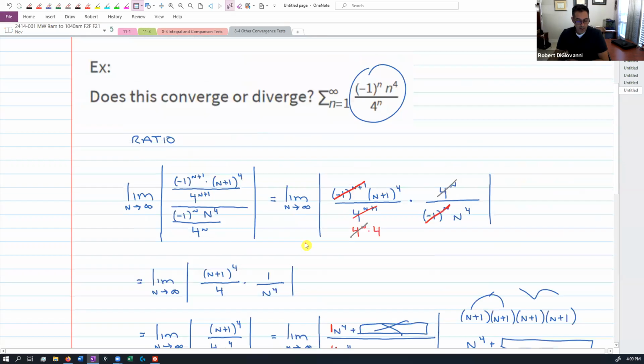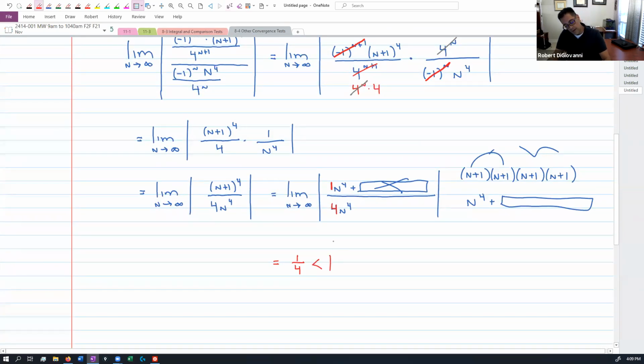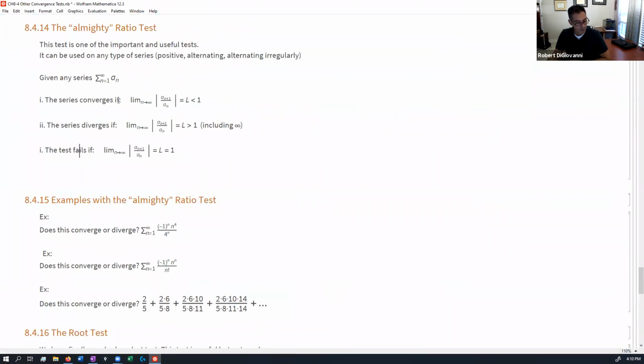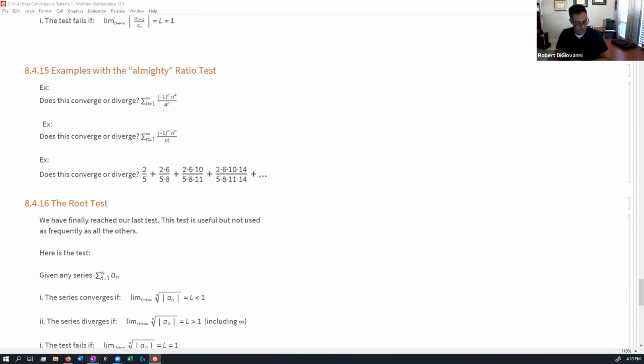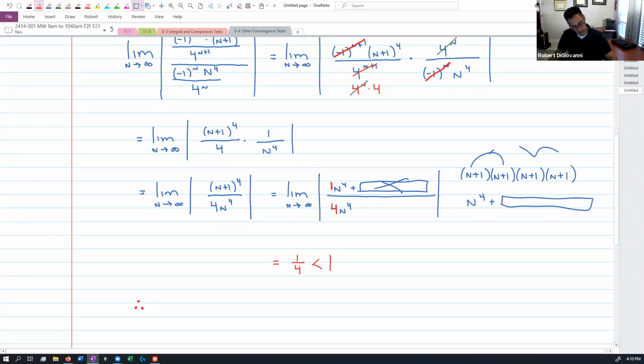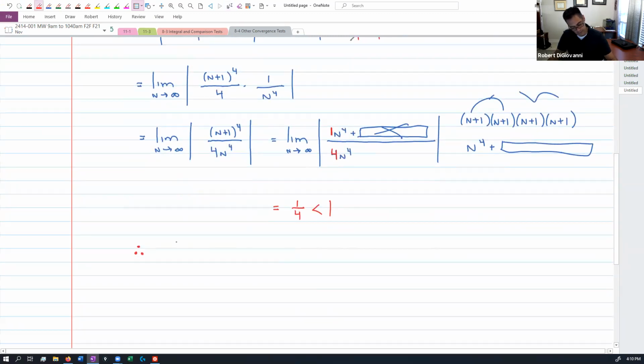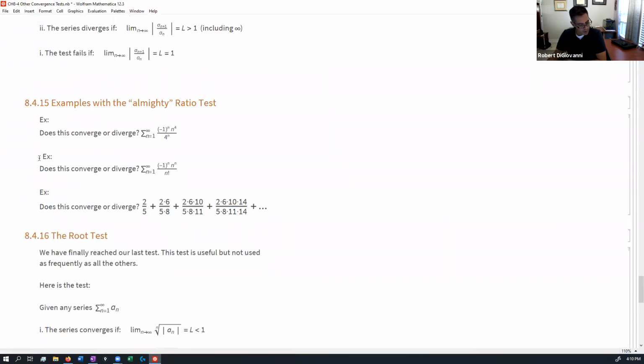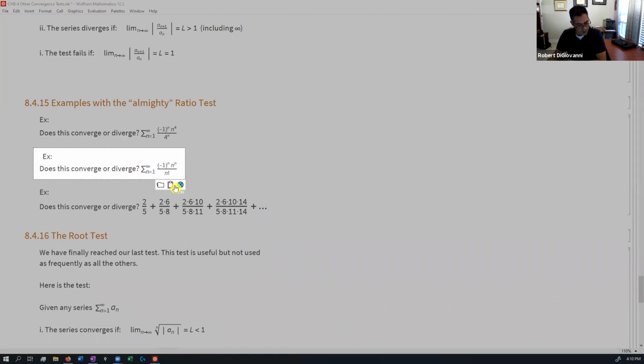And that is less than 1, right? According to the theorem, if we get a limit that's less than 1, we're going to have convergence. So therefore, the original series converges. There we go. All right, pretty cool. Let's do another one. Okay, does this one converge or diverge?